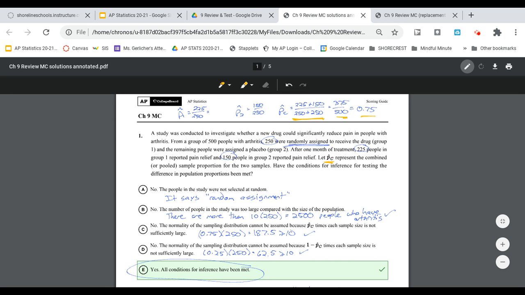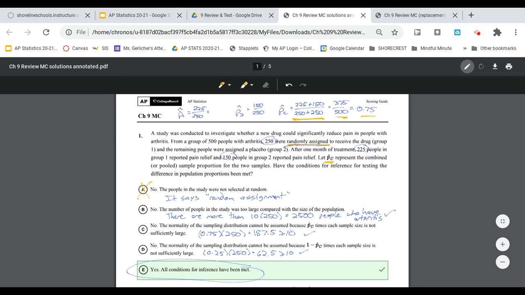Now we just go through each. You could do all of the conditions separately and then go look at the answers, or just look through the answers. The first one's about the random assignment, and they did say it was randomly assigned, so that is okay. So therefore, that's not the answer.